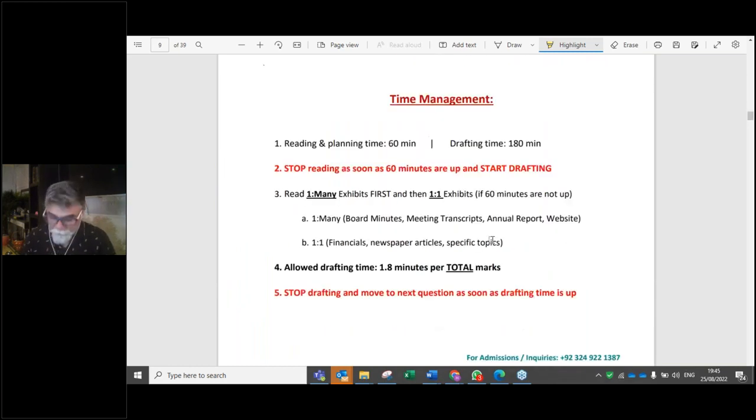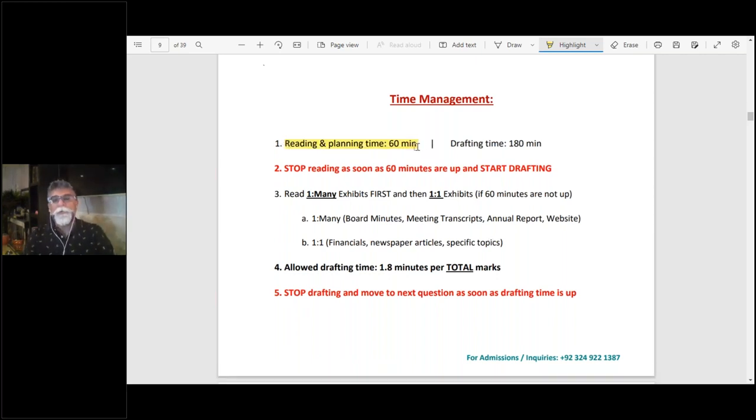Time management, another very important thing. It's a 4-hour paper. So ideally 1 hour is to be allocated to reading and planning, and the remaining 3 hours for drafting. This is the rule of thumb, and it has been suggested by the examiner.